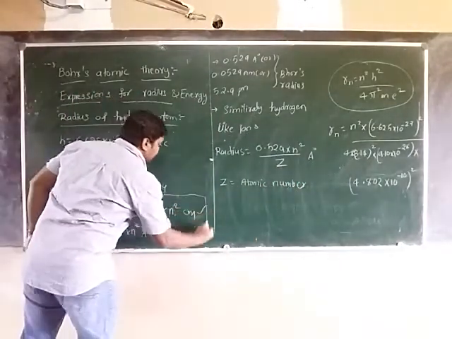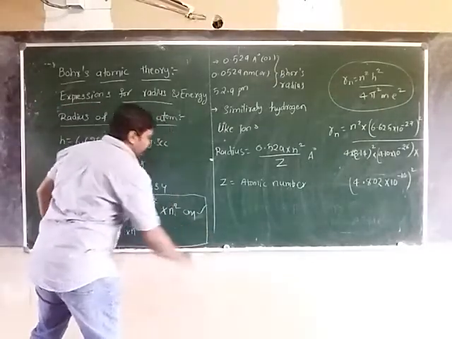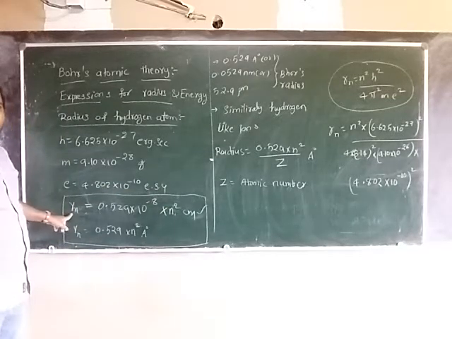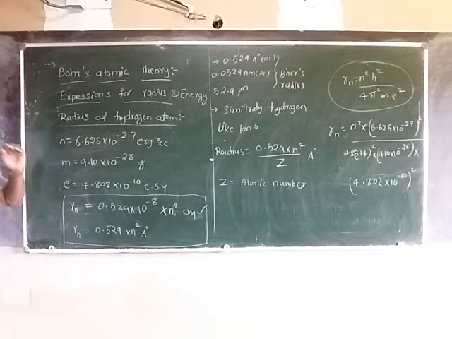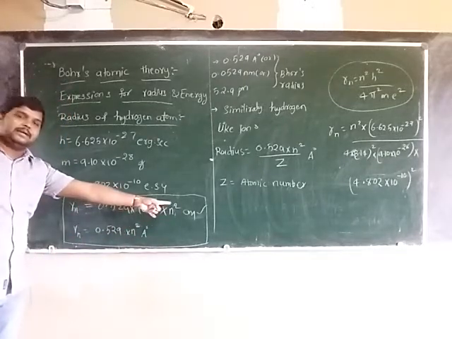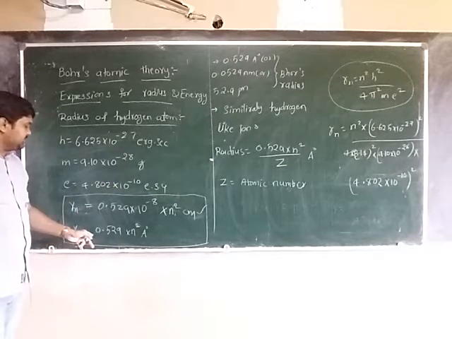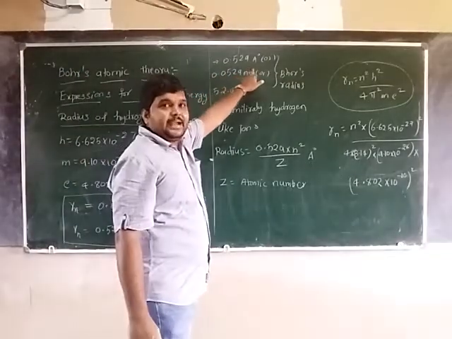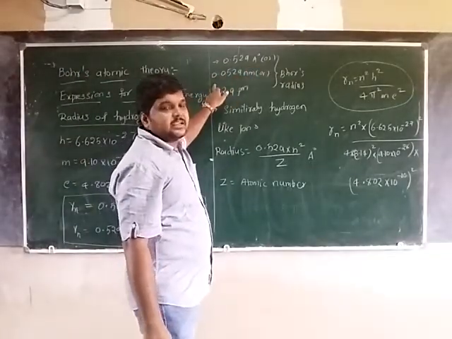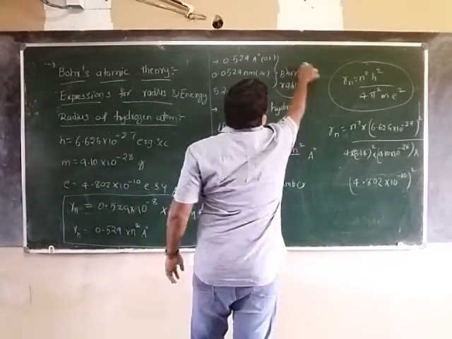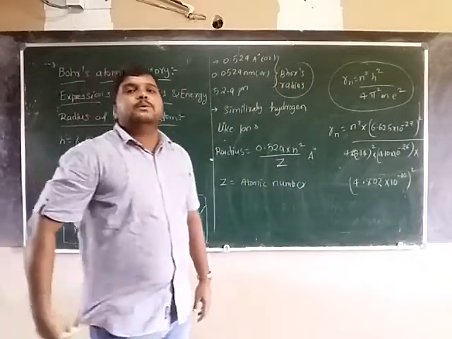0.529 into 10 to the power of minus 8 n square centimeters. It's very important. Radius of the nth orbit is equal to 0.529 into 10 to the power of minus 8 into n square centimeter. That is Rn is equal to 0.529 n square angstroms. So 0.529 angstroms, 0.0529 nanometers, 52.9 picometers. They are called Bohr's radius.